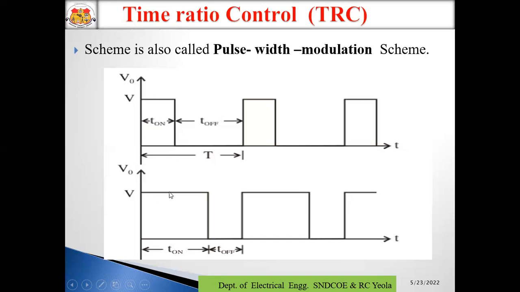In this graph we have also varied the T on time. In this other graph, we have increased the T on time, and as a result the T off time is decreased. The total time period is the same, T on time plus T off time, but we have increased only the T on time. So this type is called pulse width modulation.